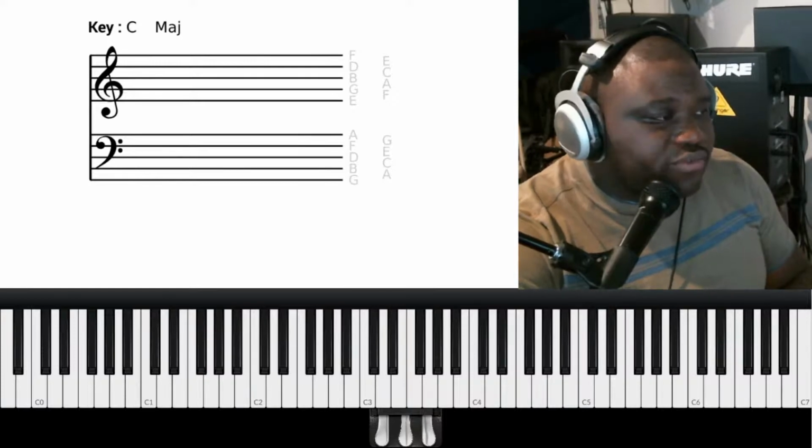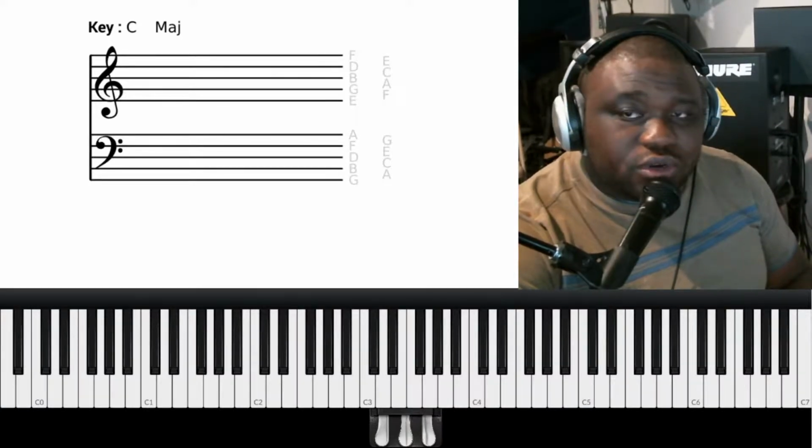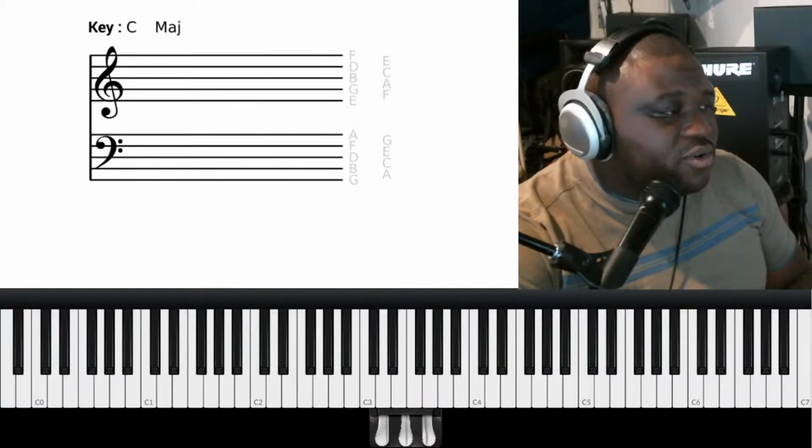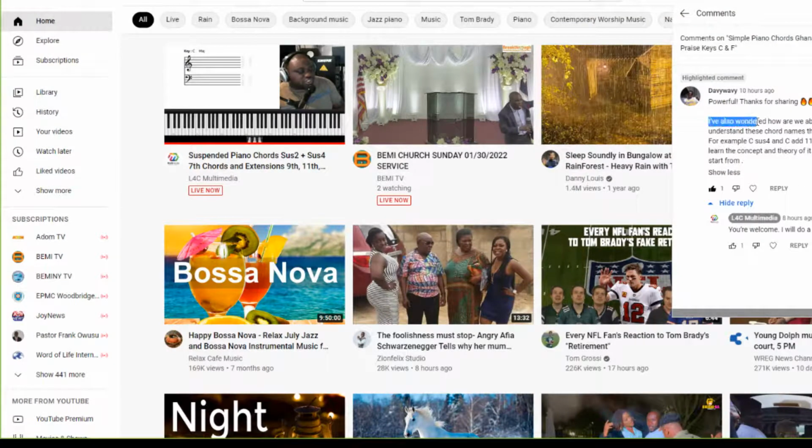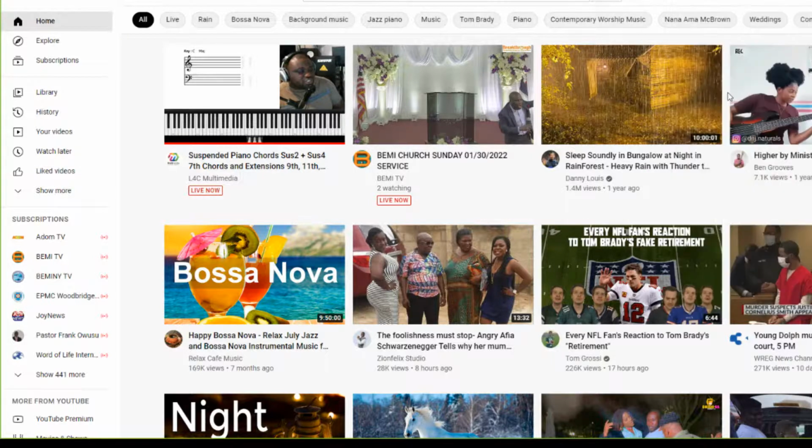Again, I just want to show you before I let you go. Let me move this away. As you guys can see, our brother asked here: "Powerful, thanks for sharing. I've also wondered how we are able to identify and understand these chord names that are on the screen, which we have done a good job explaining. For example, C Sus4, we've talked about it, and C add 11, we've just talked about it. I've always tried to learn the concept and theory of it, but never knew where to start from." So I hope this has helped you, brother Davy Way.